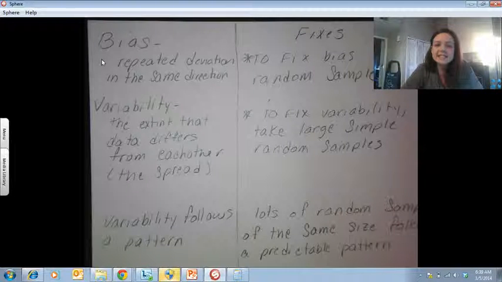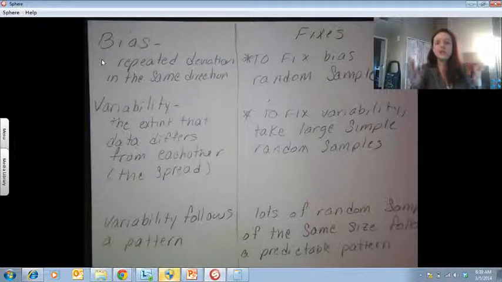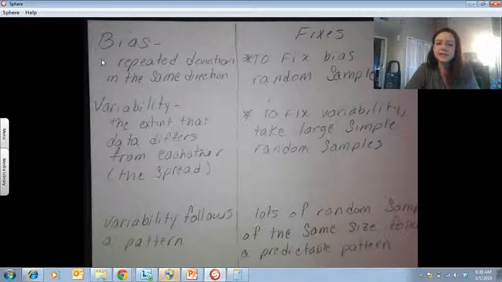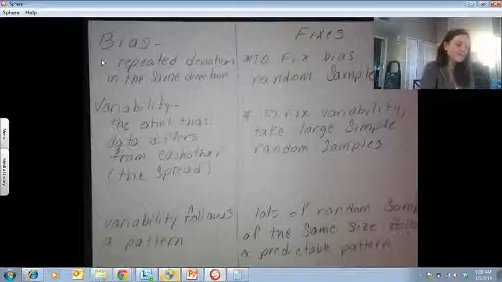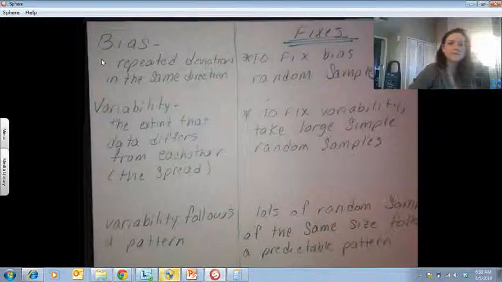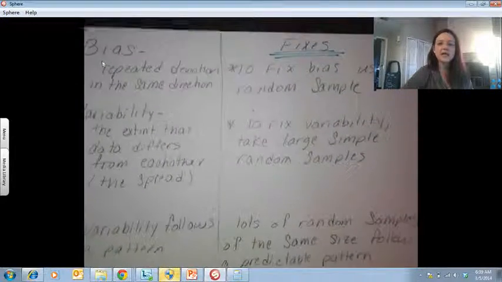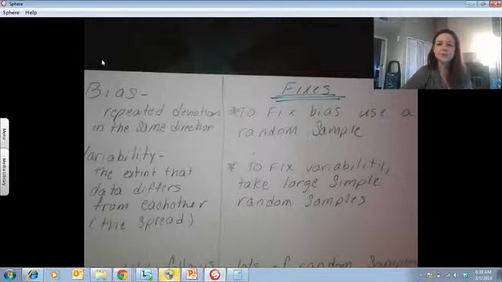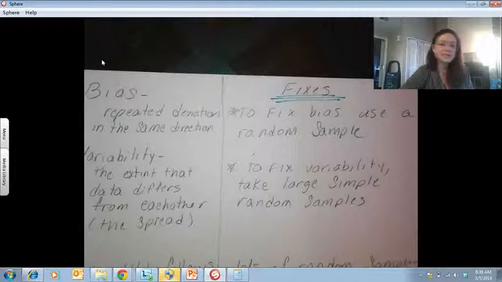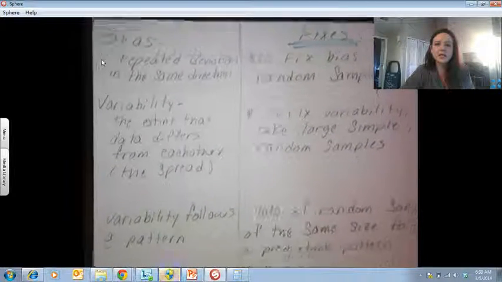Variability is the extent to which data differs from each other, the spread of the data. Okay, so variability is like, if I keep choosing different samples, I'm going to keep getting different p-hats. I'm going to keep getting different statistics. A large variability means you really don't have any idea what's happening in that population of people. So how do we fix bias and how do we fix variability? To fix bias, and I think we talked about this before, you can use a random sample or a simple random sample. Okay.